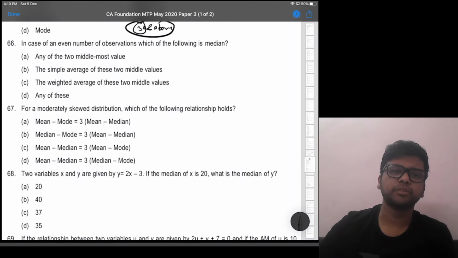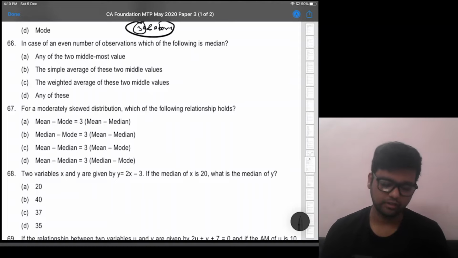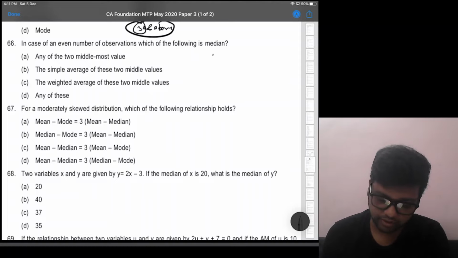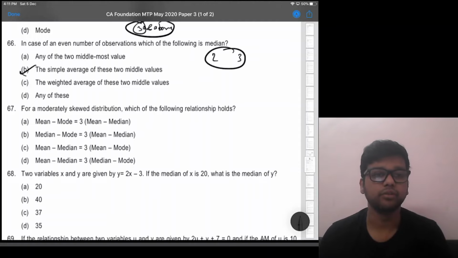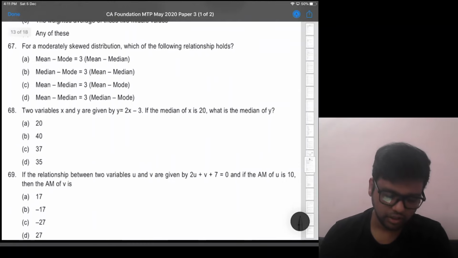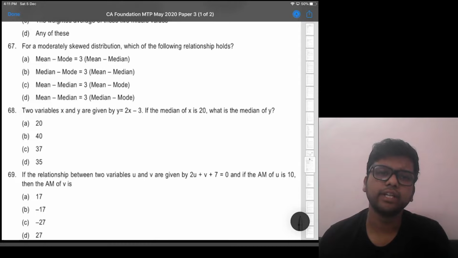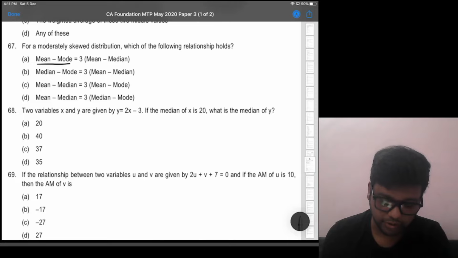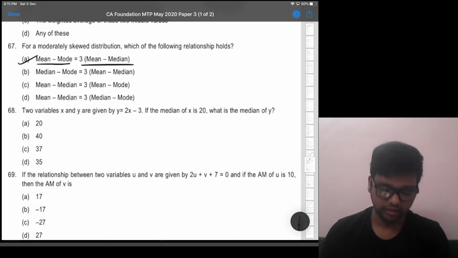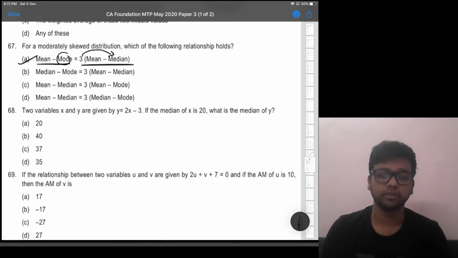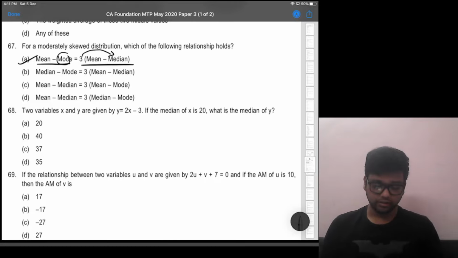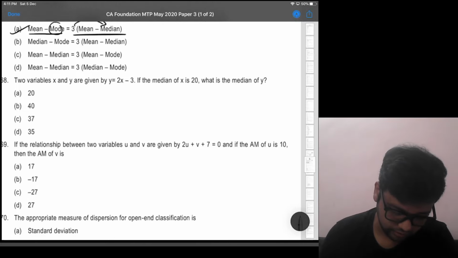In case of an even number of observations, which of the following is median? Even number of observations. Let's say we have two observations. So what do we do? We take their average. So average of middle values, simple average of two middle values. Option B. For a moderately skewed distribution, which of the following relationship holds? Don't make silly mistake in this. The answer is mean minus mode is equal to 3 times mean minus median. Option A. Remember that mode is on left hand side, and whenever we multiply by 3 there is median on that side. Because there is a lot of scope of silly mistake in this question.